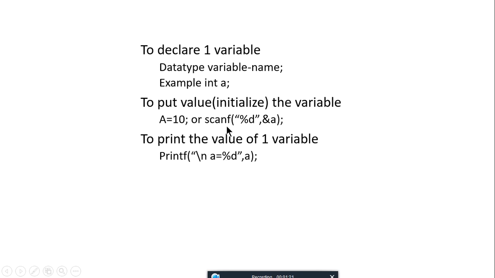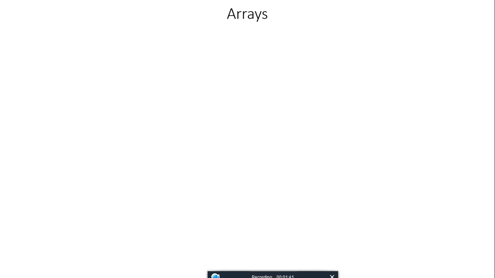Now this seems easy for one variable. If I ask you to do this for 2 or 3 variables, you will say it's okay, we can do that. But what if I say I have to use 100 variables? Declaring 100 variables, then putting the values in these 100 variables and then printing all these values will be a difficult task. So to help you in this, we have a topic named array or arrays.